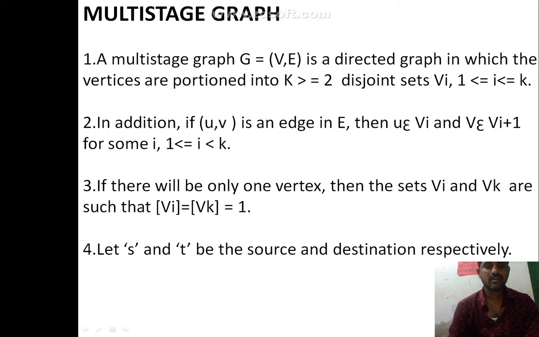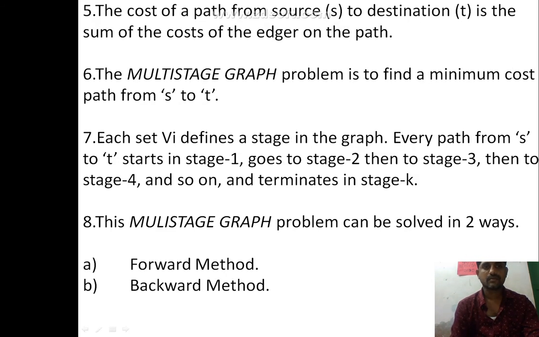If there will be only one vertex, then the sets V1 and Vk are such that V1 equal to Vk equal to 1. Let S and T be the source and destination respectively. The cost of a path from source to destination, that is S to T, is the sum of the cost of edges on the path. The multi-stage graph problem is to find a minimum cost path from source to destination.